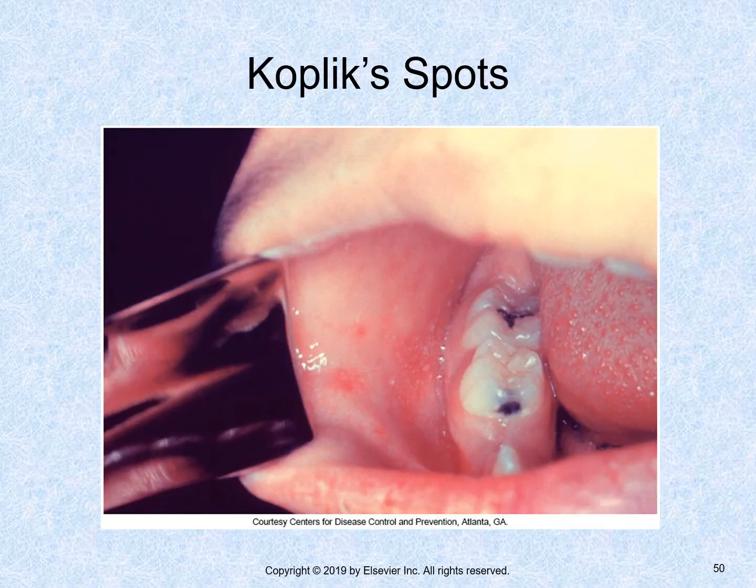Here's an example of Koplik spots, the lesions on oral mucosa consisting of irregular red spots with a bluish-white speck in the center. Again, these are diagnostic of measles virus infection.